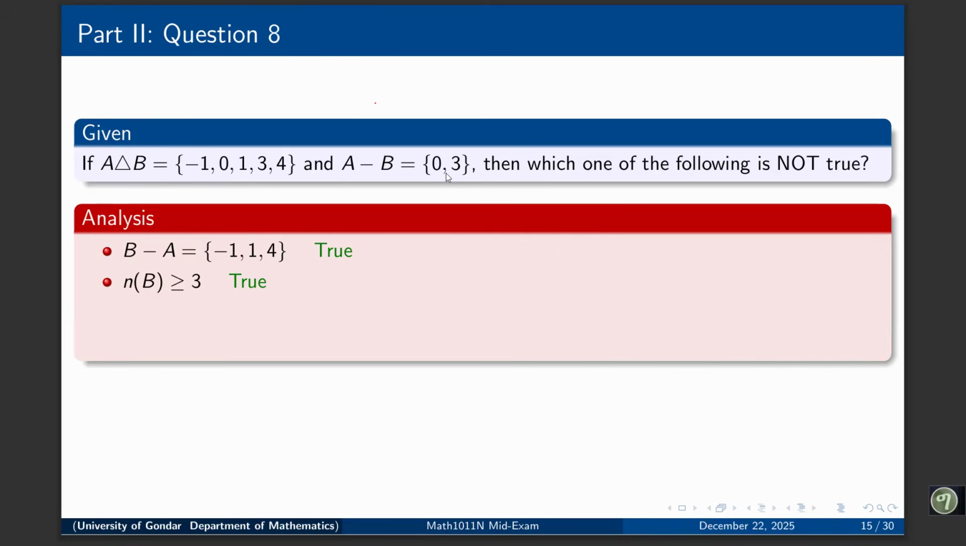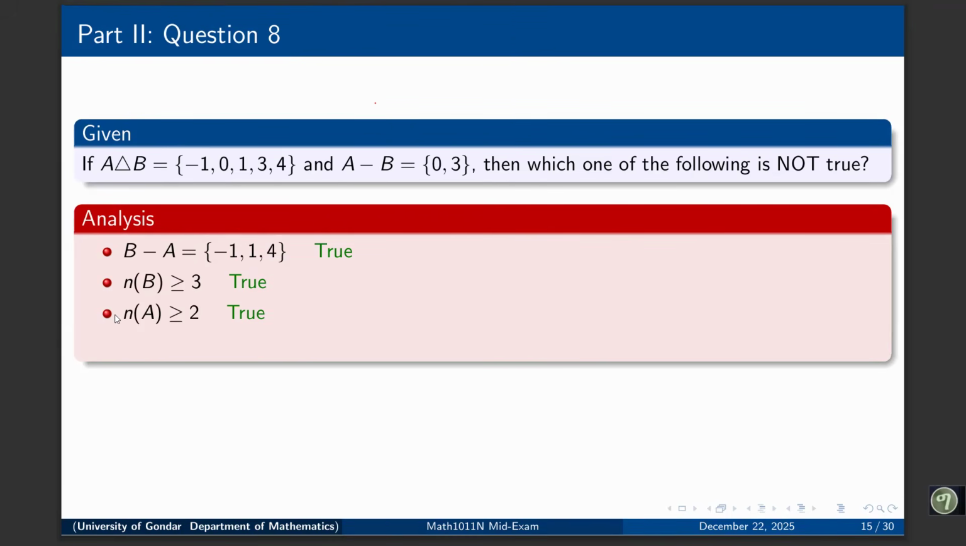B: the number of elements of B is greater than 3. Number of elements of B is greater than or equal to 3, because already B without A is equal to minus 1, 1 and 4, which is exactly 3 elements. There may be other elements which are common elements of B and A, so the number of elements of B is greater than or equal to 3. So that is also true.